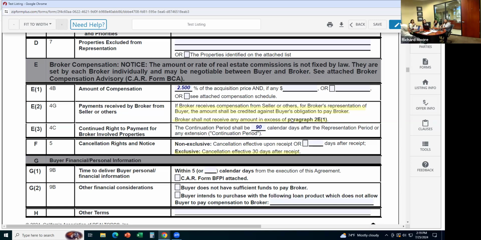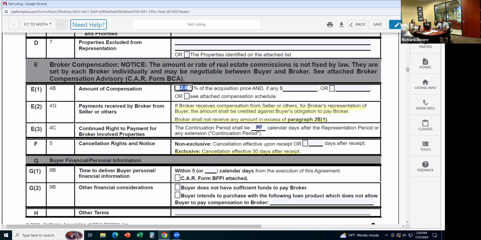Before, if the buyer agreed to pay 1%, let's say, the bigger one is what the agent could take. But they can't anymore. That's what it says here, look. The one before said you could, but the new one says the broker shall not receive any amount in excess of 2E1, right here. The broker will not take more than this. That's it. And the money doesn't go anywhere. It doesn't go to the buyer, it doesn't go to the agent.